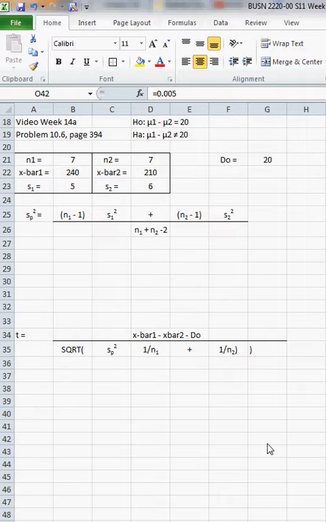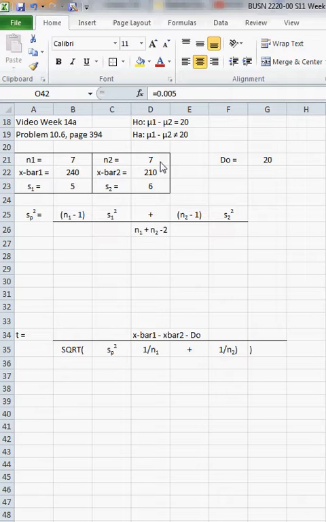We're being asked to perform a hypothesis test on 2 means, mu1 and mu2, drawn from the 2 samples you see here. This first sample had 7 units and came up with an average of 240 and a sample standard deviation of 5. Now we did repeat with another 7 samples. This is the after case. And we came up with an average of 210 and a standard deviation of 6.